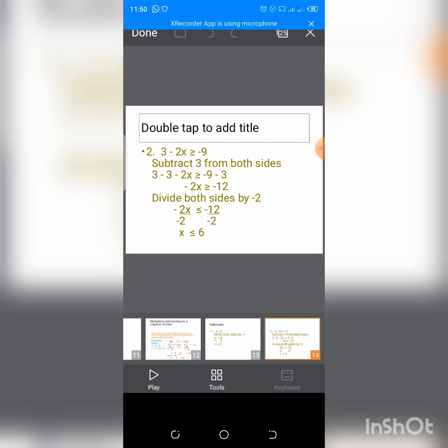So please take note again. Whenever you divide both sides of an inequality by a negative number, or you multiply both sides by a negative number, you have to reverse the inequality symbol. I believe we've been able to achieve something with this.